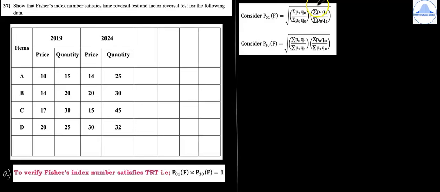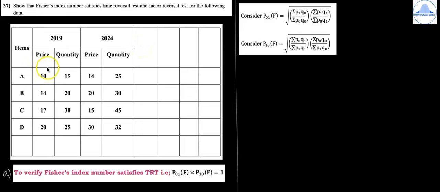How to remember the formula, I have already taught you in my previous videos. It is Laspeyres' price index number without the 100, root of summation P1 Q0 by summation P0 Q0, multiplied by Paasche's index number without the 100, that is summation P1 Q1 by summation P0 Q1. Similarly, write the formula for P10 of F, which is root of. In this formula, if you replace 1 by 0 and 0 by 1, then you will get the formula for P10 of F.